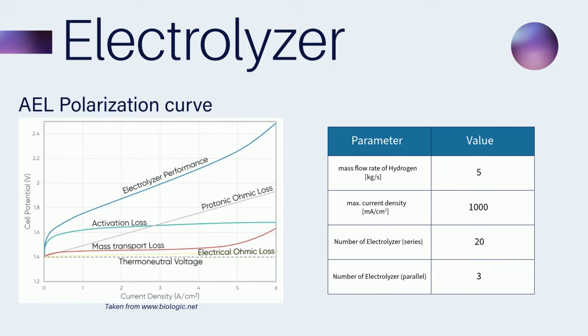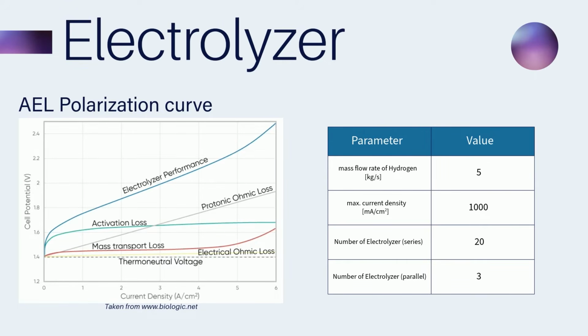For instance, a max current density of 1000 milliamperes per centimeter squared. And in this part, you have to constrain the number of electrolyzers in series and in parallel, which I've chosen as 3 for the parallel and 20 for the series. Depending on this, I'm going to talk about that more in the TRNSYS section. How should we link these PV panels? What do they need in the middle of them?